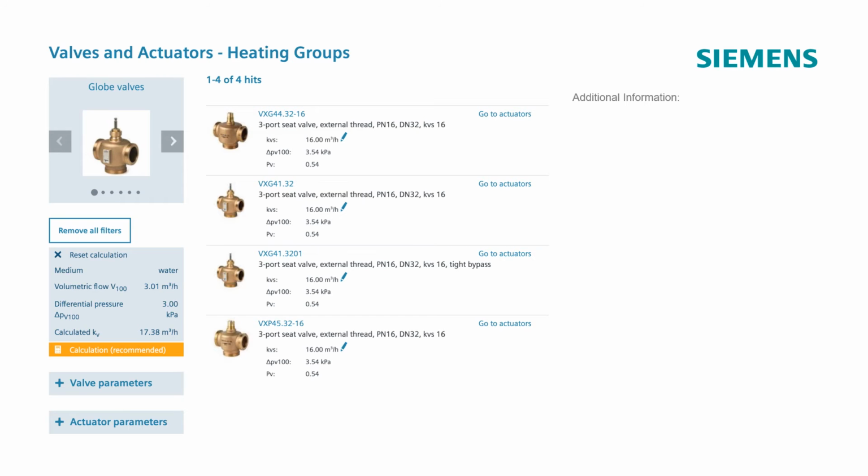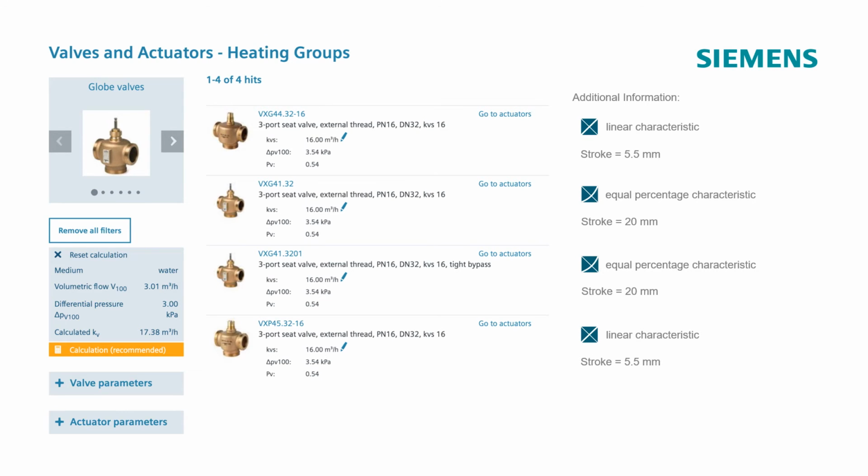In order to select a suitable valve, some additional information must be taken into account. These can be found, for example, in the data sheet or in the product brochure. The valve type VXG44 operates with a stroke of 5.5 mm and a linear characteristic. The valve type VXG41 offers a stroke of 20 mm and an equal percentage characteristic. The valve type VXP45 operates with a stroke of 5.5 mm and also has a linear characteristic in this size.